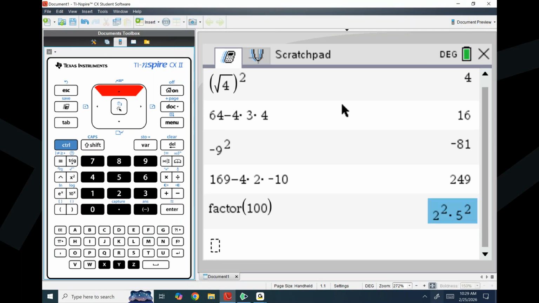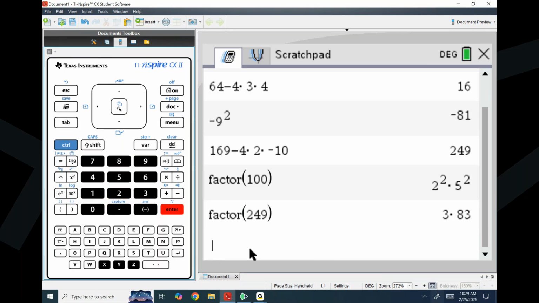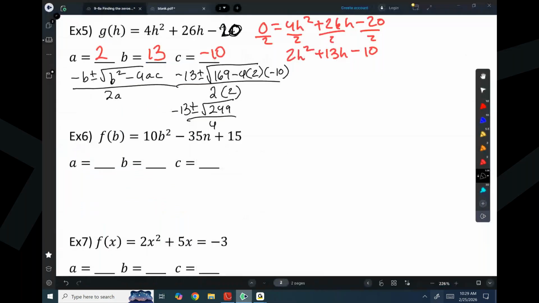So if I type in, what was my number? 249. It'll say 3 times 83. I don't have to figure it out. First of all, does it have any pairs? No. What does that mean? It's simplified.